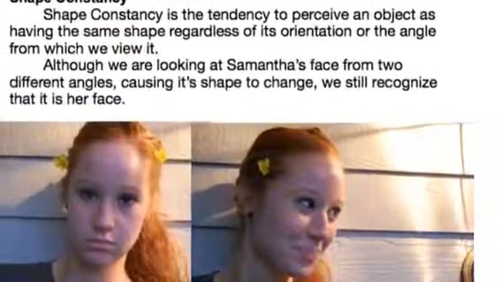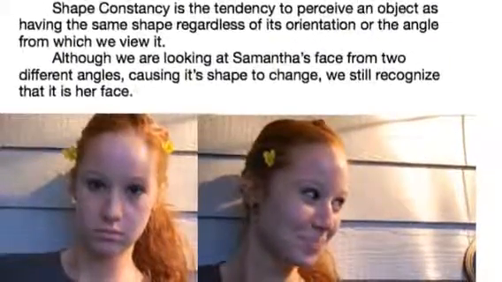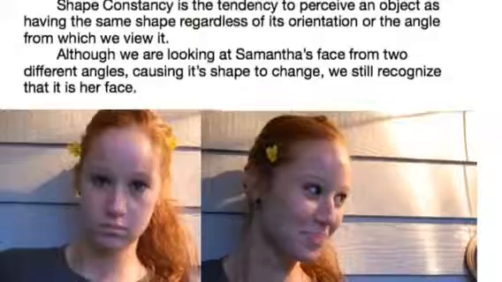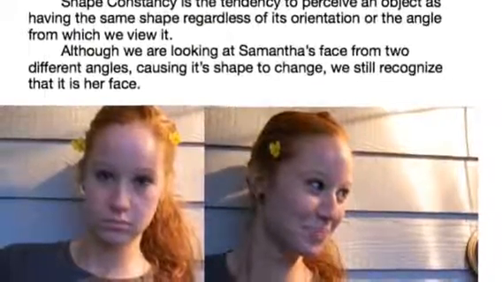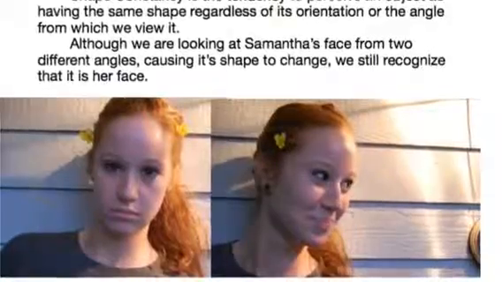Shape constancy is the tendency to perceive an object as having the same shape regardless of its orientation or the angle from which we view it. Although we are looking at Samantha's face from two different angles, causing the shape to change, we would still recognize that it is her face.